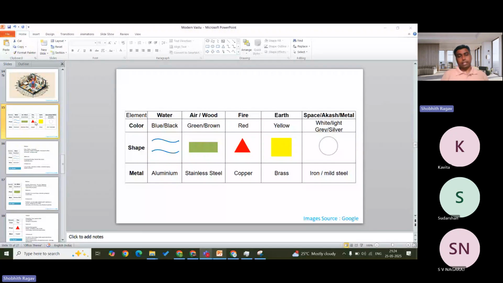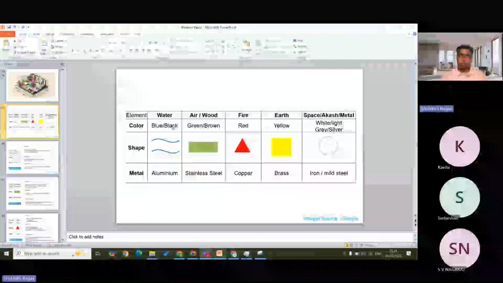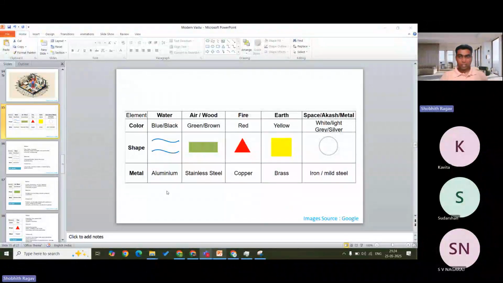So now what we'll do in the second class is we will try to deep dive into each element, because this is very important. When we are trying to map any defects in the house, we should be able to correlate the defect to the problem which we are facing.